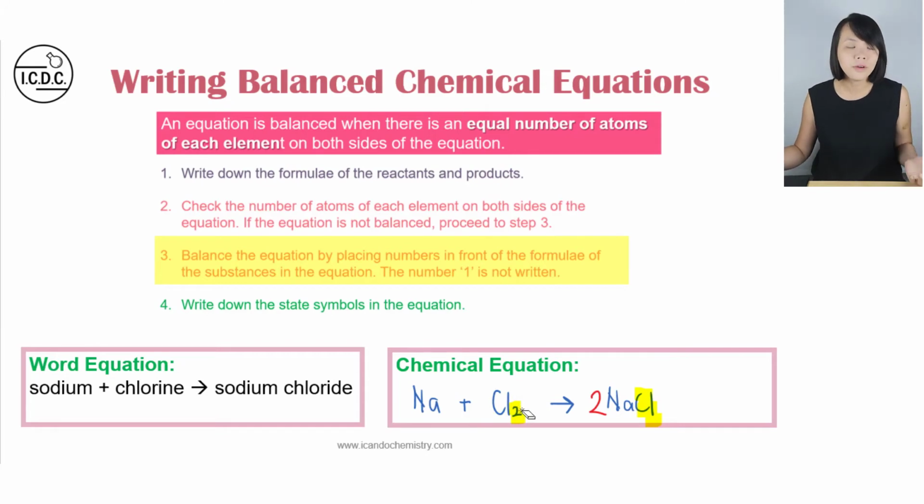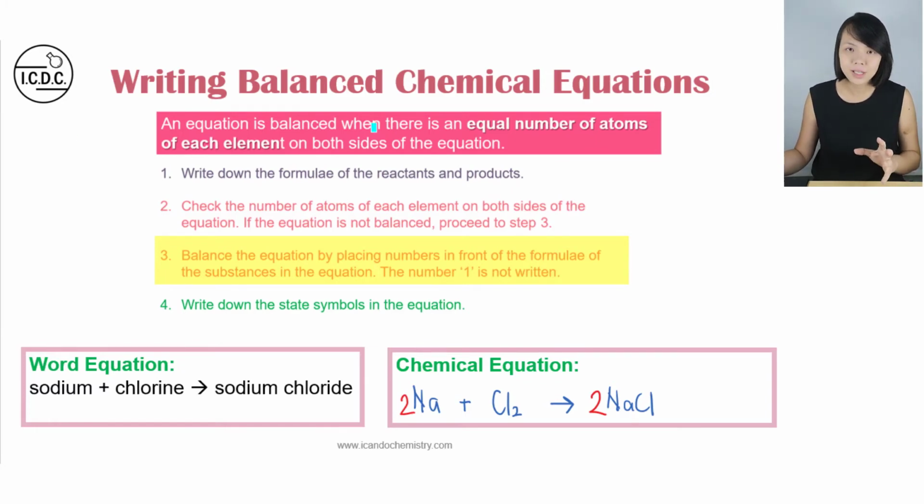If we add a 2 in front of NaCl, we will affect the number of sodium on the right hand side of the equation. So if that is the case, we'll need to balance the number of sodium on the left hand side. We achieve that by adding a 2 in front of sodium on the left hand side.